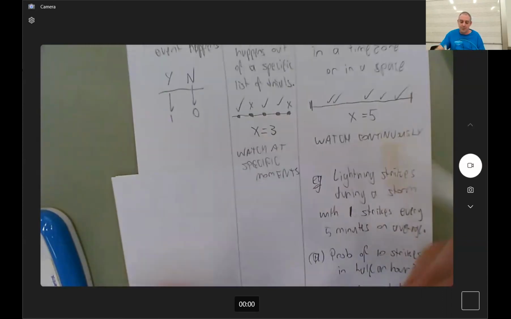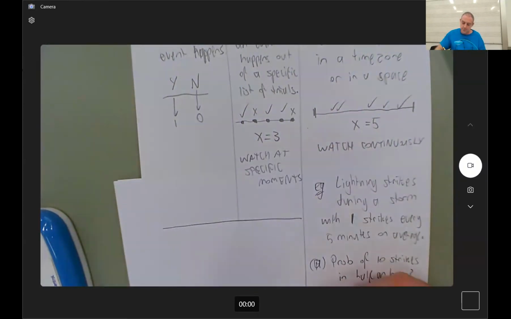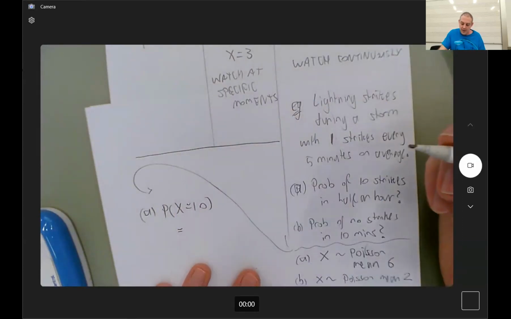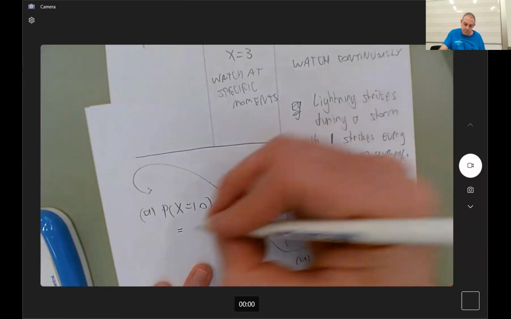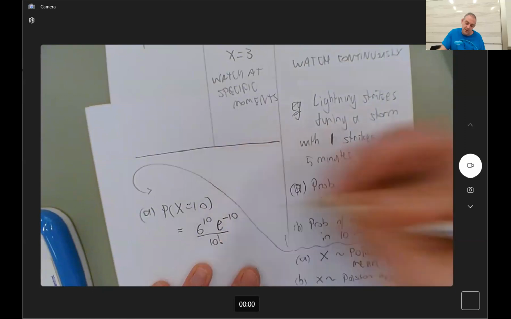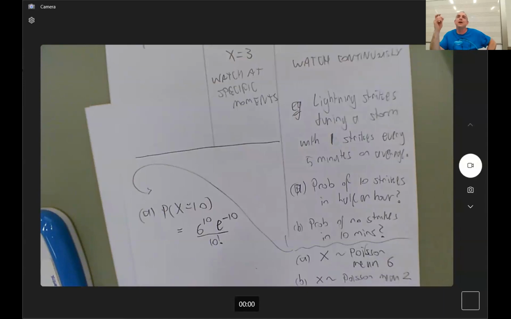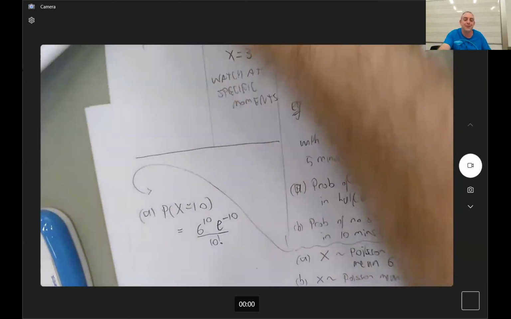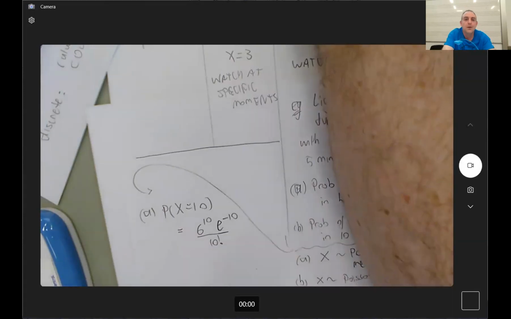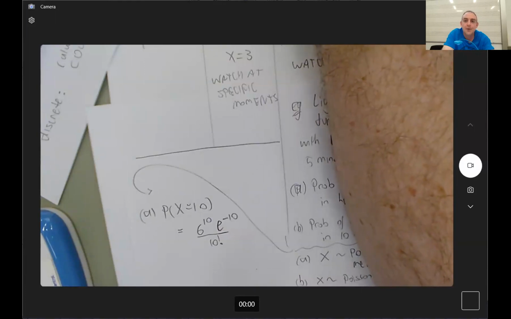And just to be absolutely clear on that, and I'm going to borrow some space from over here. So the probability that the number is 10 will be the mean to the power of 10 divided by 10 factorial times e to the power of minus the mean. That is the formula for the probabilities that go with the Poisson distribution. Pretty sure. If I had a cheat sheet with me, I would look it up. I do have the notes. Just a second.